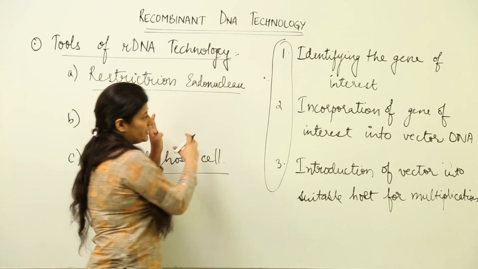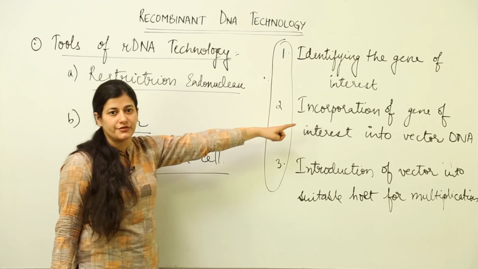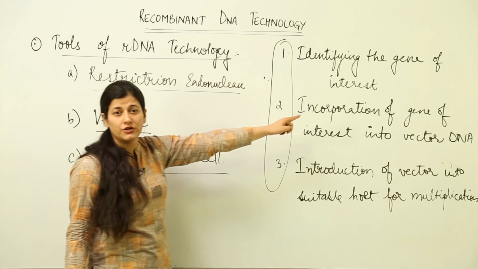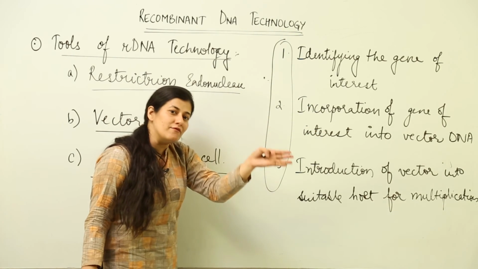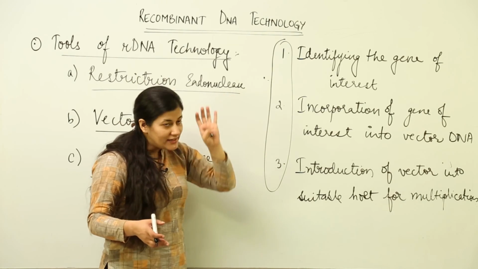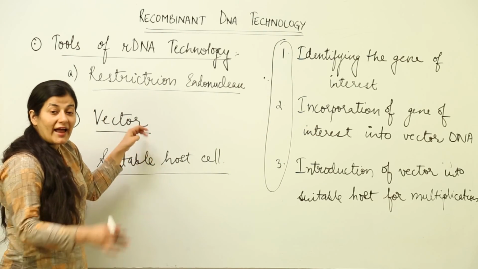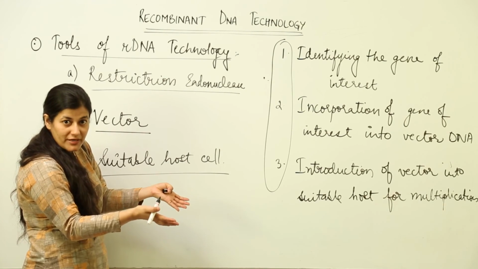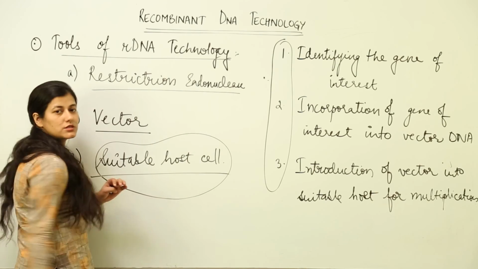Now, these tools are integral to these 3 steps because first of all you have to cut the gene of interest, that would be cut by restriction endonuclease. Then you have to put that gene of interest into such a DNA which has the ability to go somewhere and produce its copies in that given environment. Such DNA that is used is nothing but the vector, and that DNA has to go in an environment where it can produce its copies. That environment would be provided by a suitable host cell.